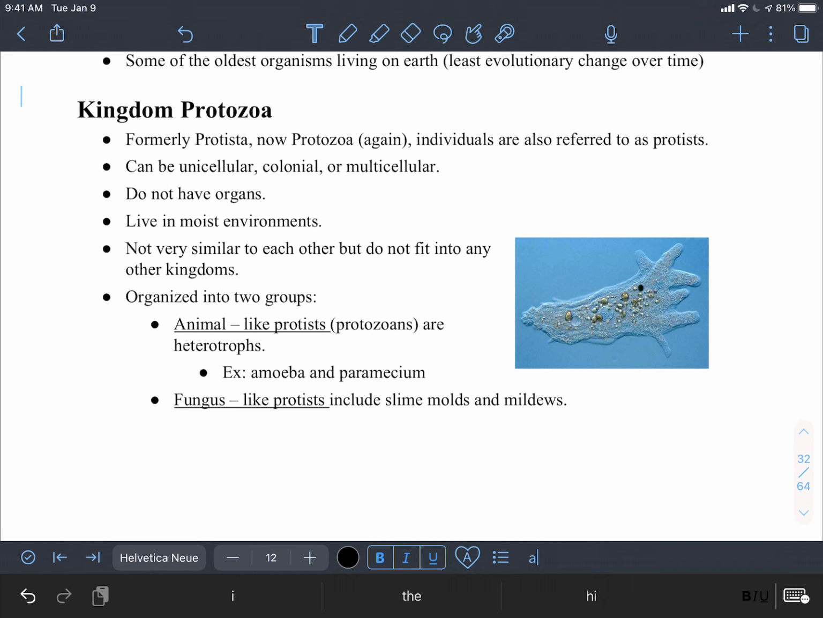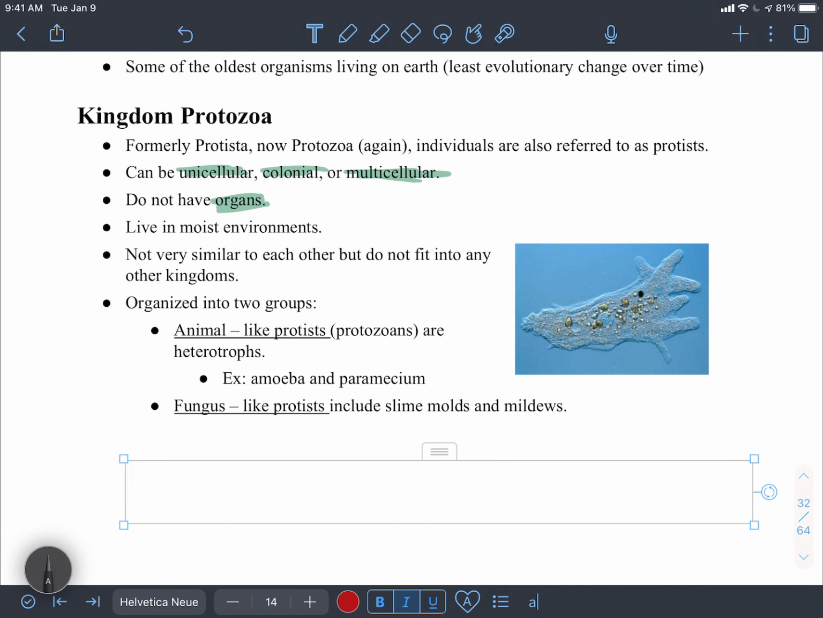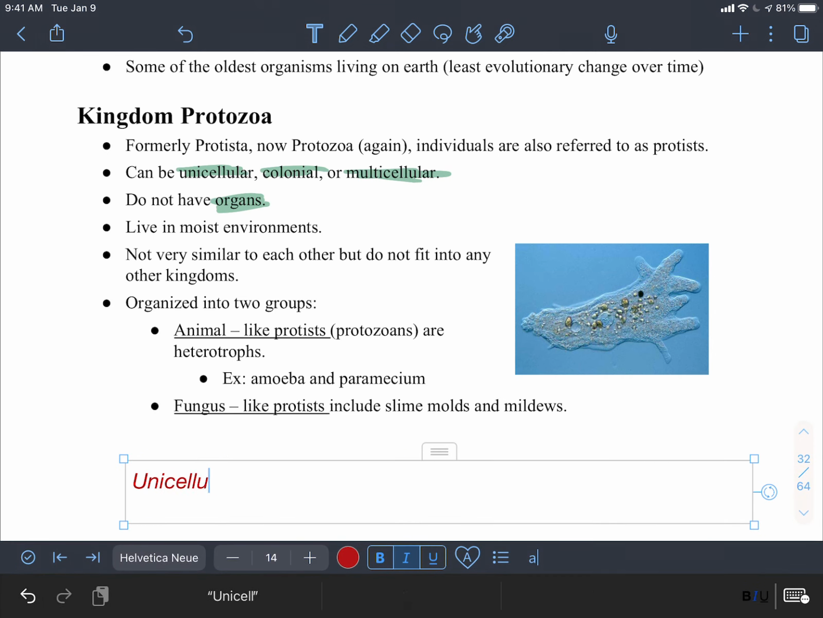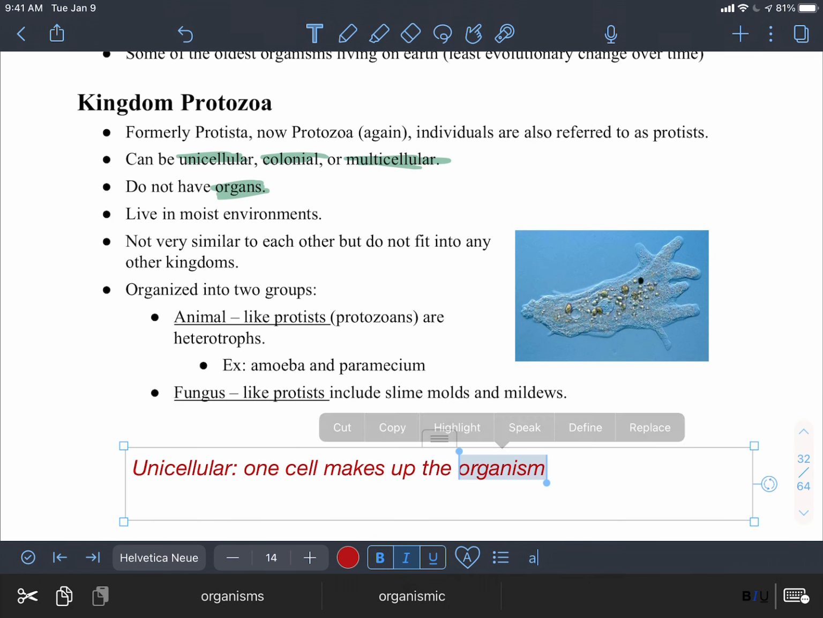They don't have organs. So these are still single-celled or colonial or multicellular. So unicellular, colonial, or multicellular. So there's a couple of different namings here. Maybe we should define those real quick. So unicellular, one cell makes up the organism or the individual.